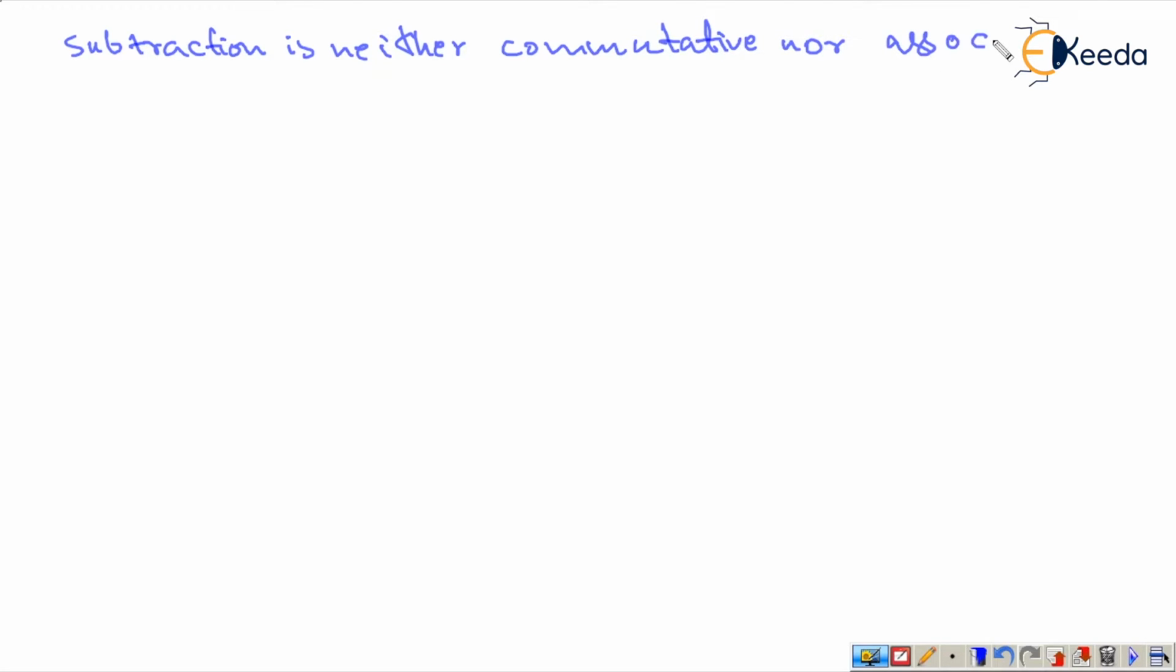Of course, like simple subtraction, matrix subtraction is also not commutative. So I'll say subtraction is neither commutative nor associative, of course, right? Let's move to the third operation, which is scalar multiplication.